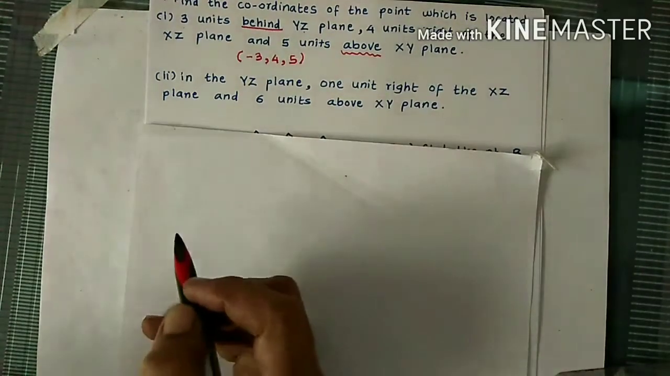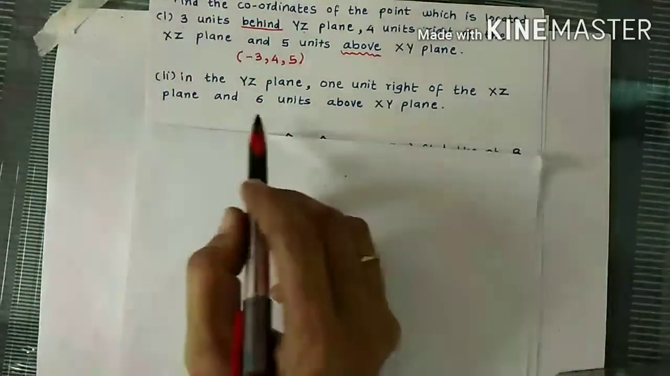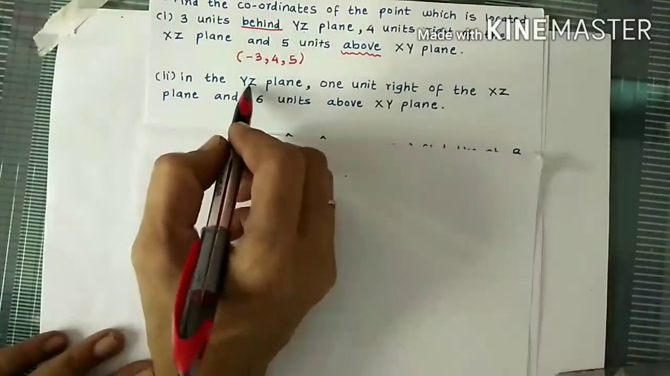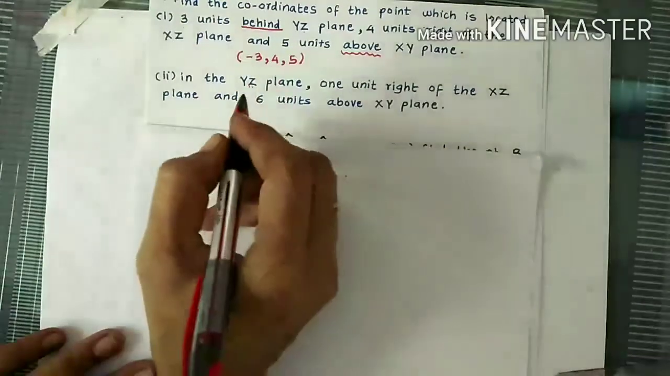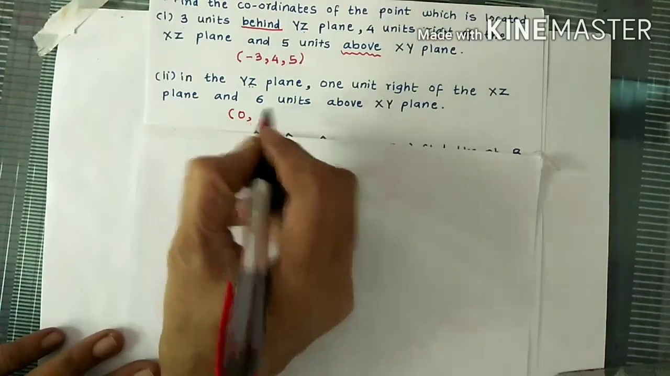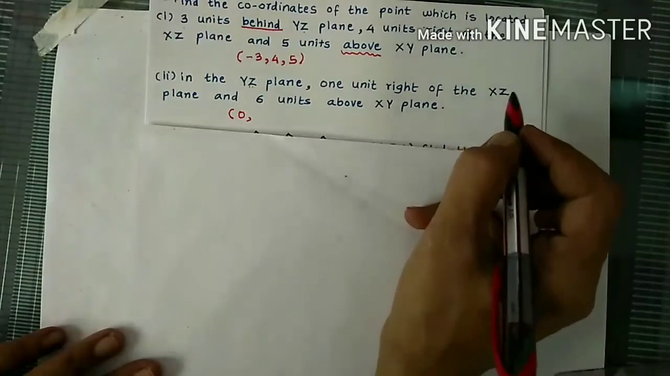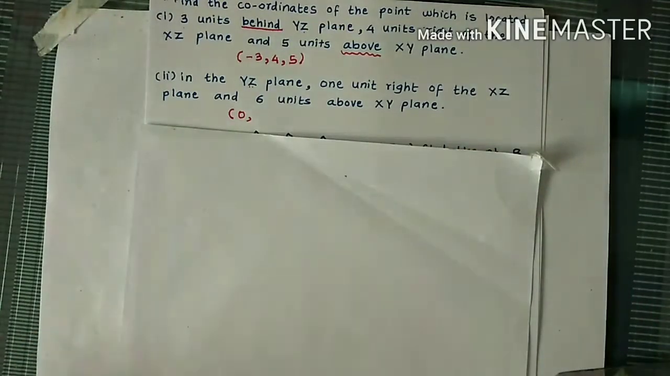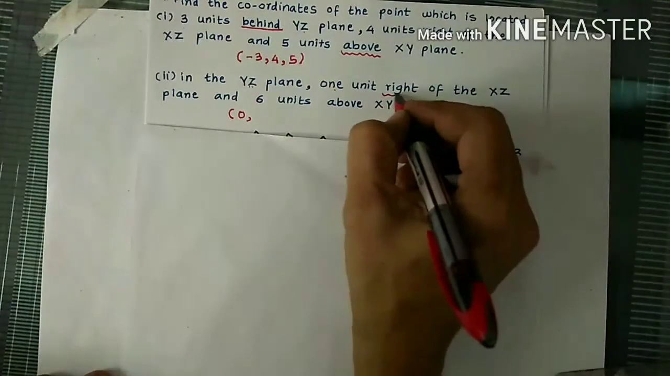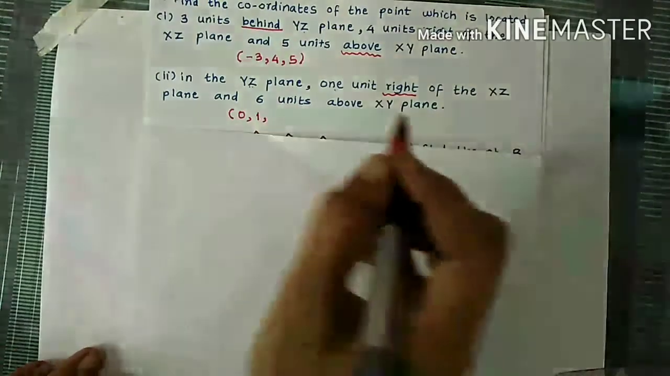The point lies in the yz plane, 1 unit right of the xz plane and 6 units above xy plane. So the point lies in yz plane. If it is in yz plane, then its x coordinate is 0. 1 unit right of the xz plane. Distance of point from the xz plane is y coordinate. So y coordinate is 1 and it is to the right, so it is positive. So y coordinate is positive 1.